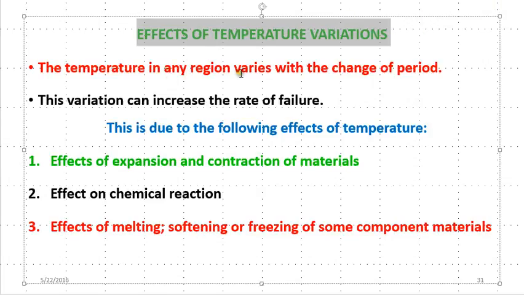The temperature in any region, we know that it varies with time. For example, in Nigeria, maybe in northern Nigeria, during Harmattan season, the temperature is very low, and during the hot weather, the summer, the temperature is very high. So this variation in temperature does affect the performance of electrical and electronic devices, due to the following effects it has on the components.